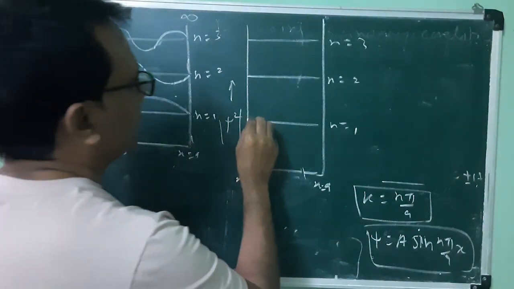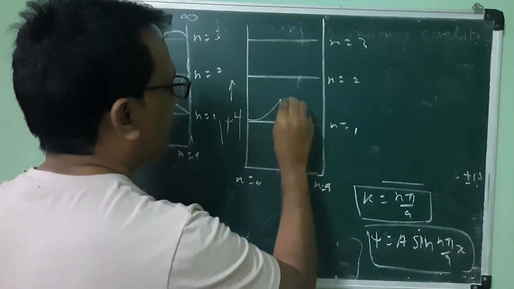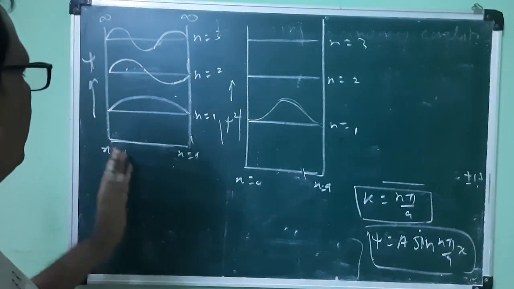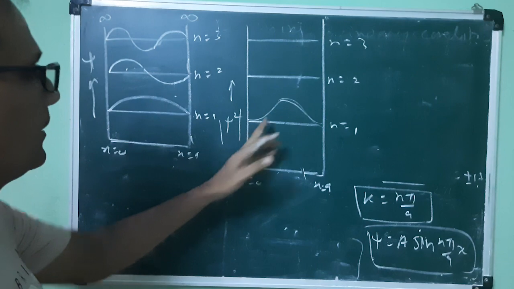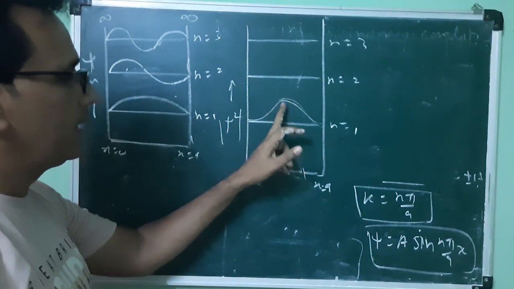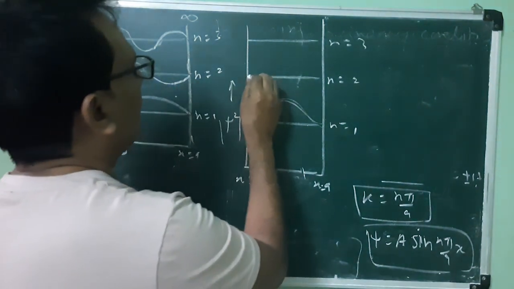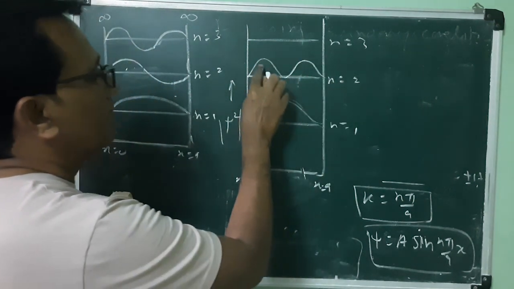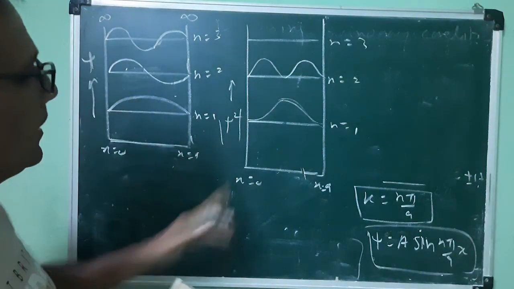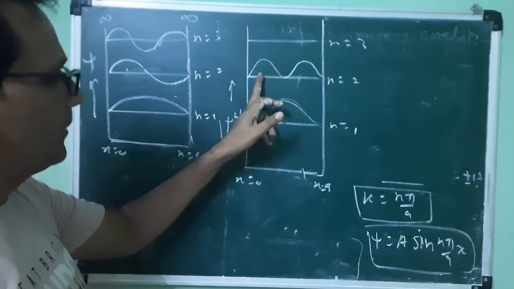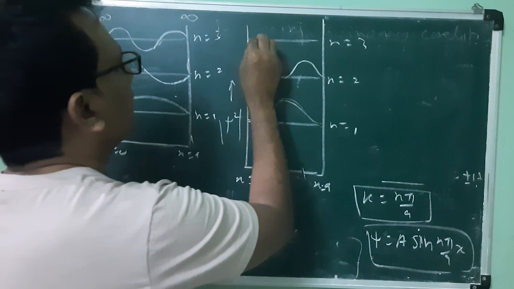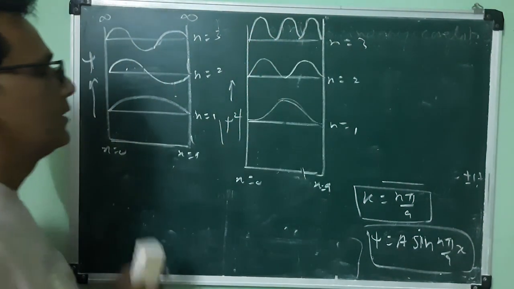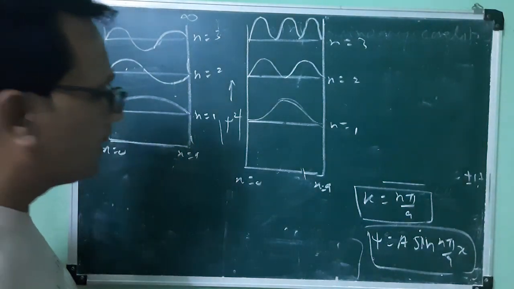Here, the maximum probability is at the center, where we put n equal to 1 and different values of x. For the second one, the equal probabilities of finding the electron are somewhere here, at a by 4 and 3a by 4, and this is the third one. So this is the plot of the probability density for the one-dimensional case.